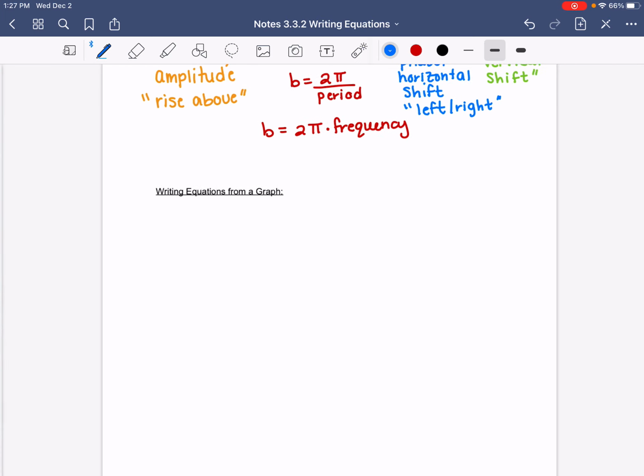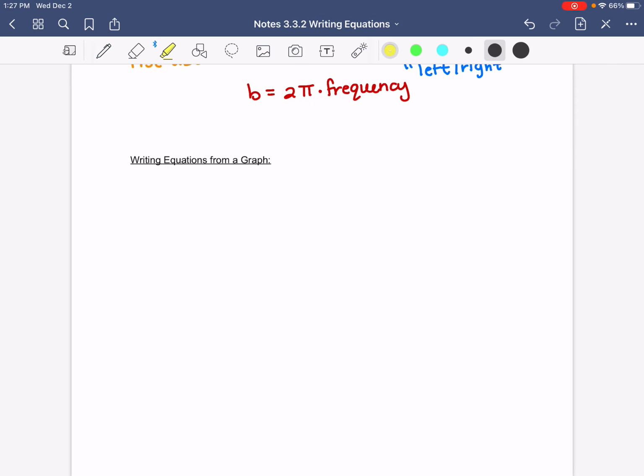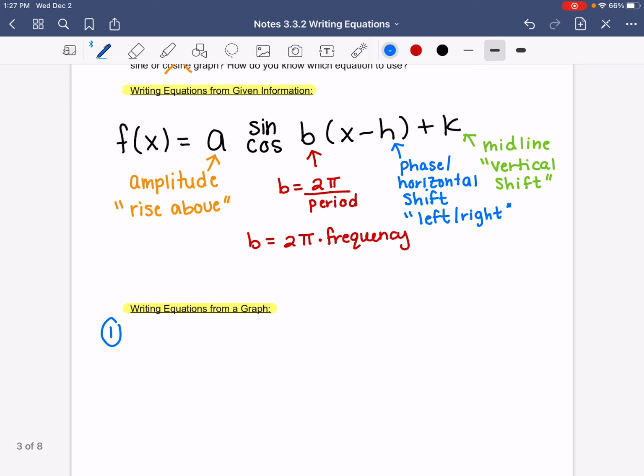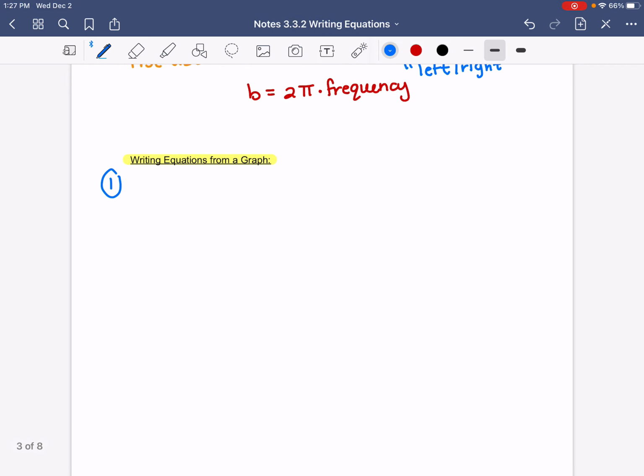The next thing you're going to do, or your next few problems are going to be write an equation from a graph. So I'm going to write down some steps to help us. The first thing you want to do, okay, we're going to write the equation still. We're going to use the same exact equation. The first two things you're going to find is your midline and your amplitude. So find midline, which is your K, and amplitude, which is your A.